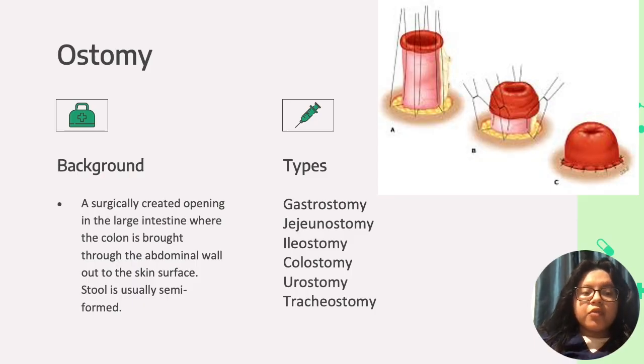An ostomy is a surgical opening in the large intestine or any part of the intestine, depending on where the procedure needs to take place, on the abdominal wall, out onto the skin surface. And usually these types of ostomies are gastrostomy, duodenostomy, ileostomy, colostomy, or urostomy as well.